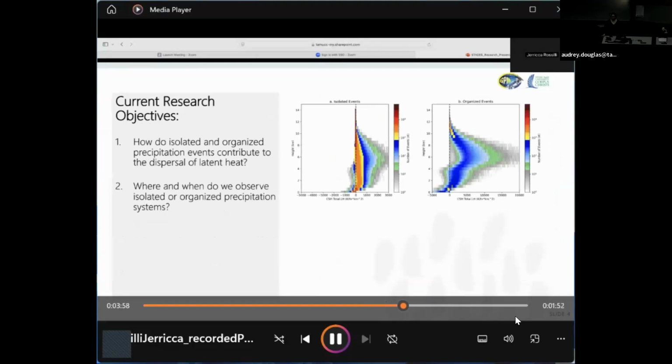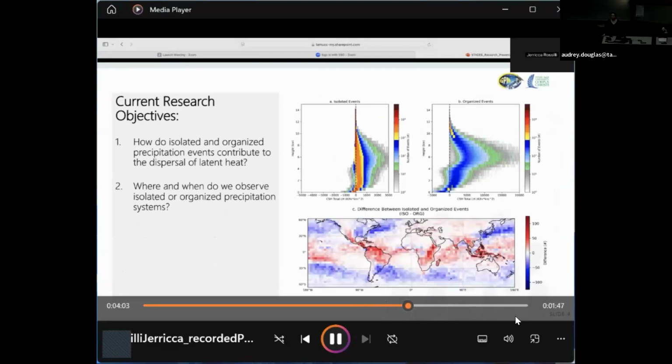I also want to look at where and when we observe isolated and organized precipitation systems. You can see that in panel C. I've done a little bit of work with that as well. And then we want to look at the typical thermodynamic and dynamic environments in which these different types of systems occur. I'm currently working on that right now, so I haven't done much work on that yet.